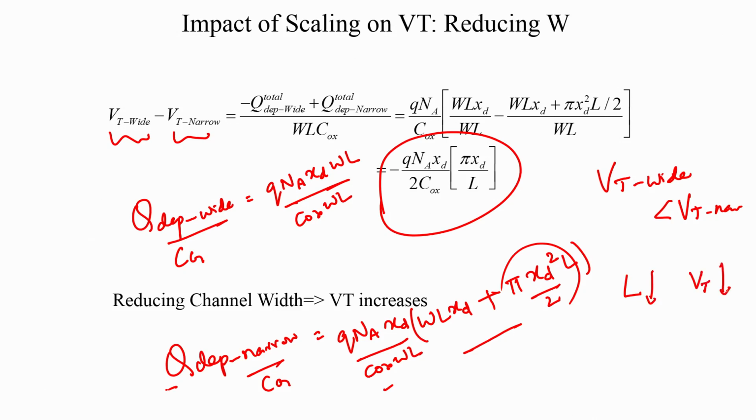So the transistor is turning on faster, and why is that? Because the PN junction is aiding the depletion. But if you scale down W, the Vt increases, and why is that? It is because you have to do some extra work in depleting some regions on the sides of the channel.